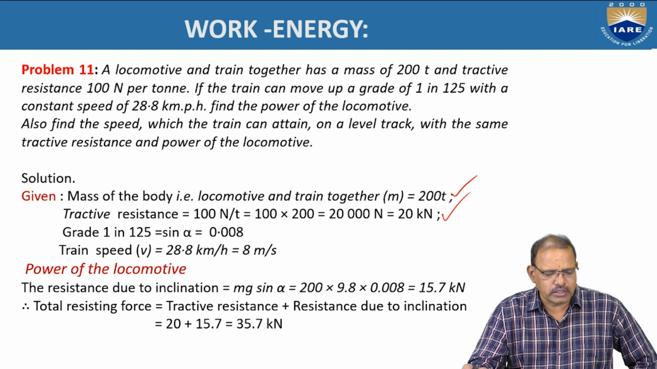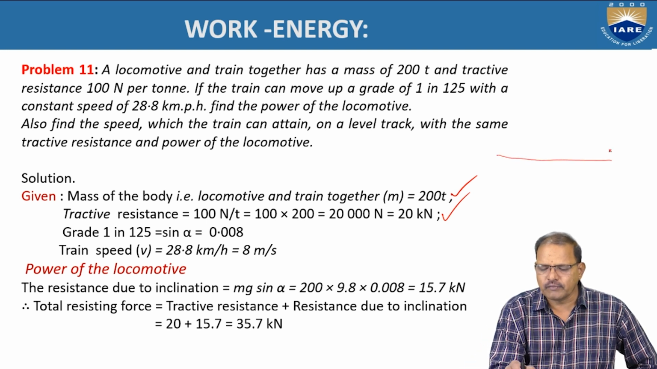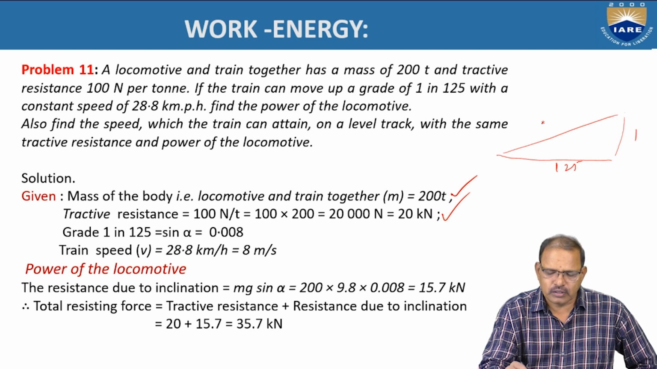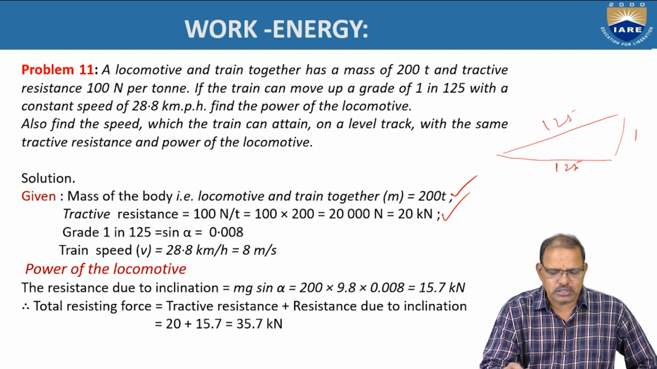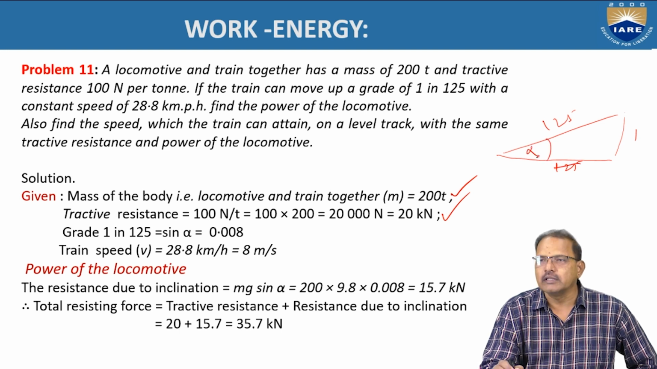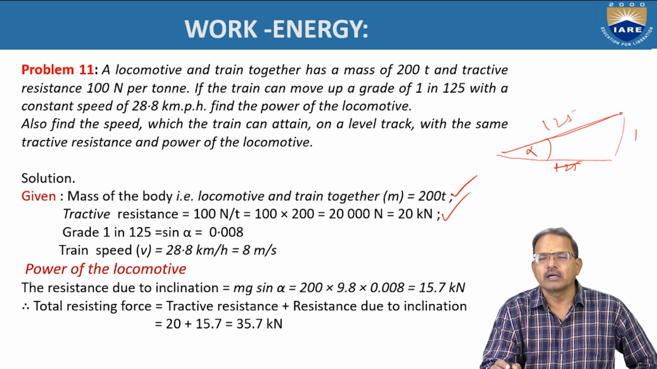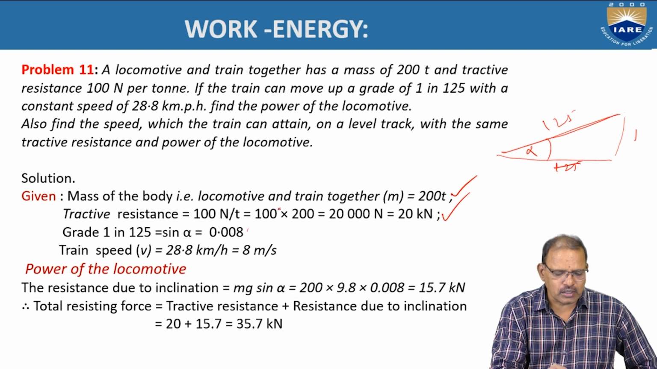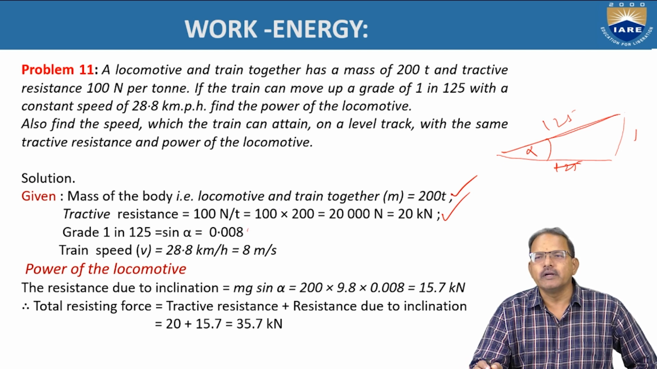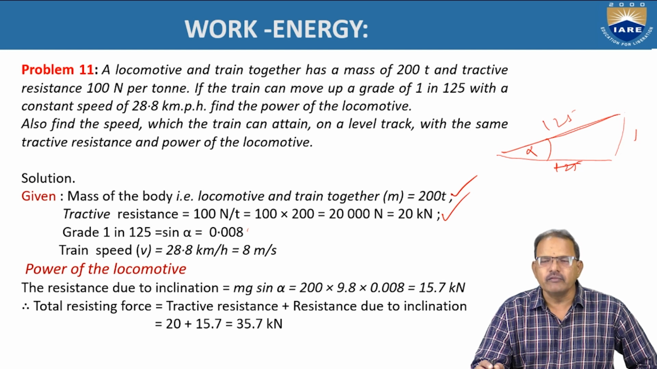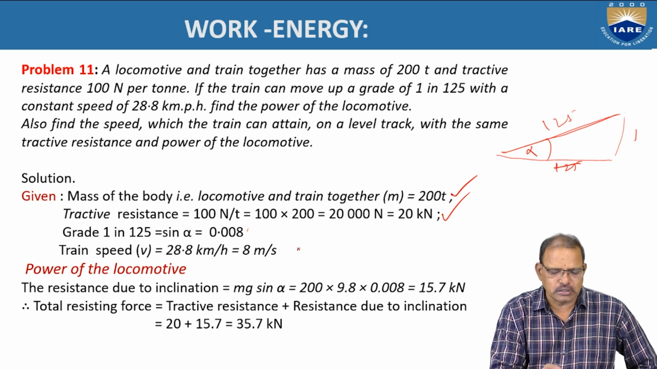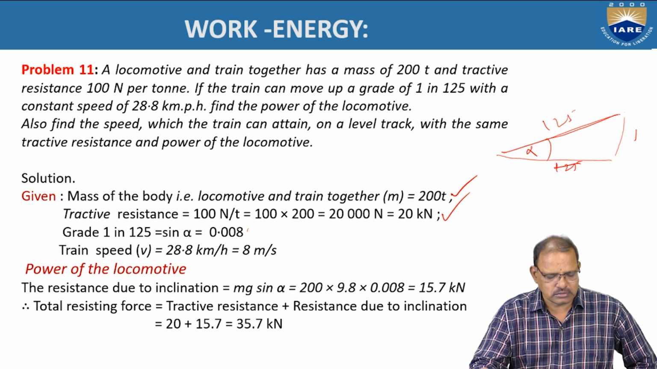The grade is given as 1 in 125. It is moving like this. If you take this, 125 means it is given in 1. So sin alpha is equal to, where alpha is the inclination of the track with the horizontal, sin alpha is equal to 1 by 125, which is equal to 0.008 now. The train velocity is equal to 28.8 kilometers per hour. It can be written as 8 meters per second now.